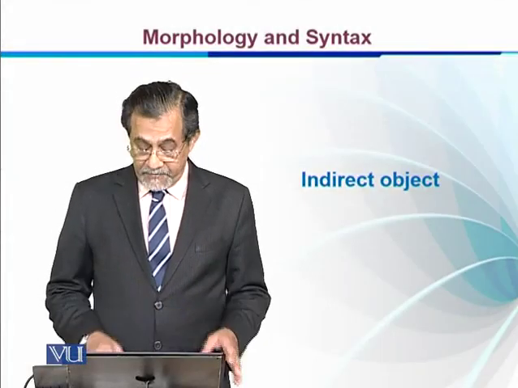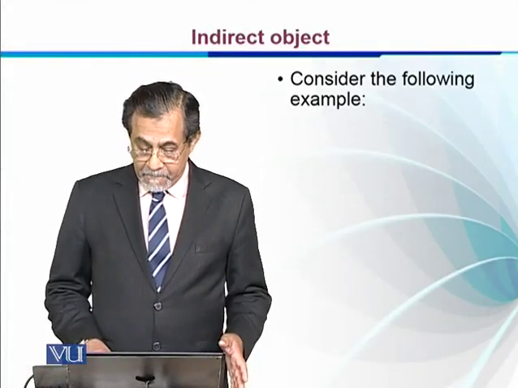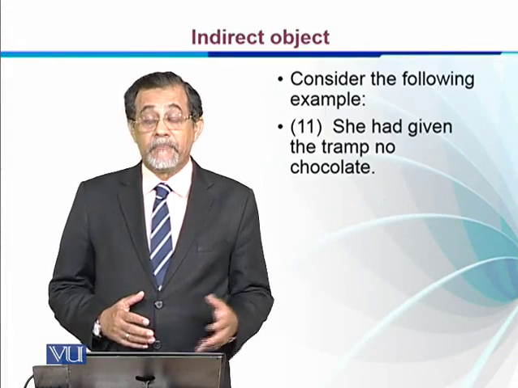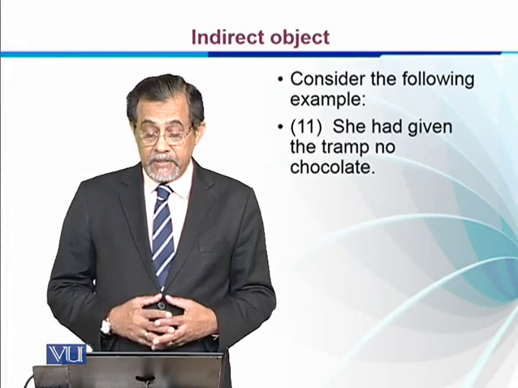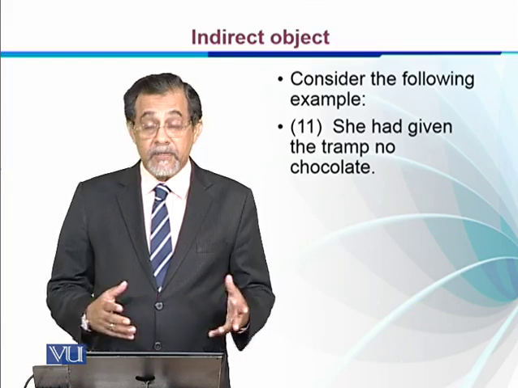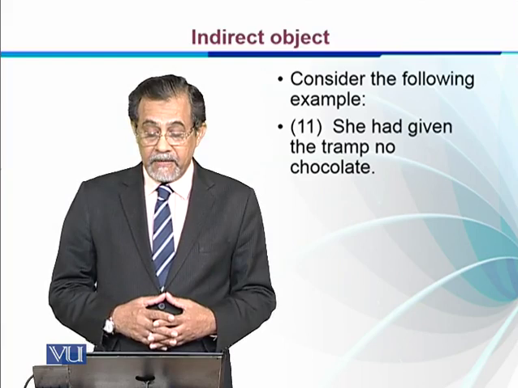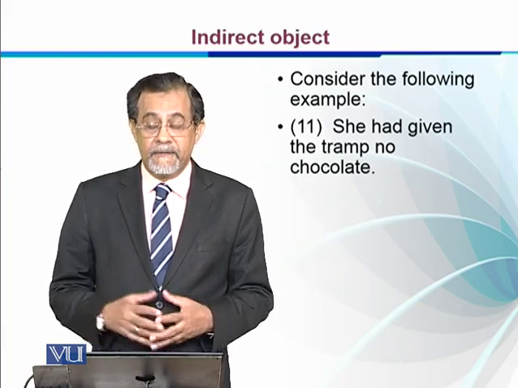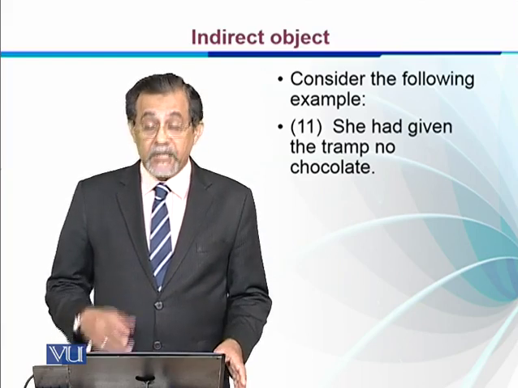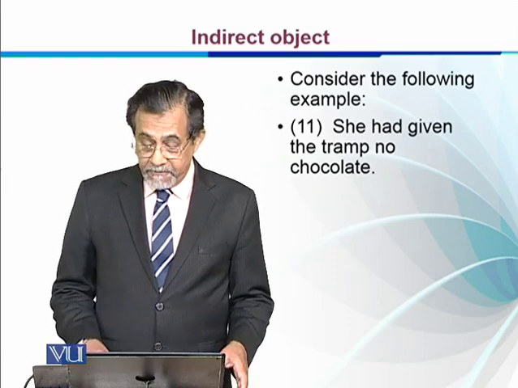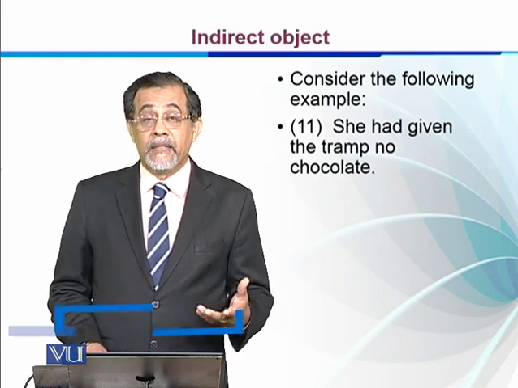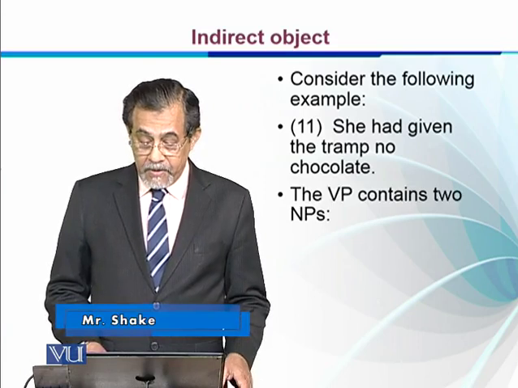indirect object of a sentence. She had given the tramp no chocolate. So we have this sentence: "she" as a noun, the subject noun phrase, and "had given the tramp no chocolate" as a verb phrase, which consists of two noun phrases, the tramp and no chocolate.